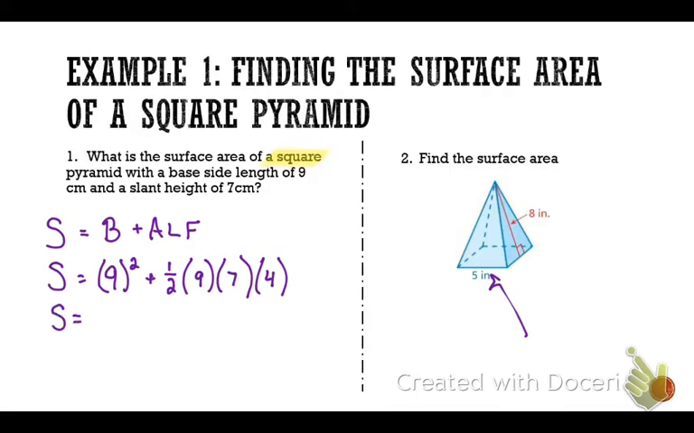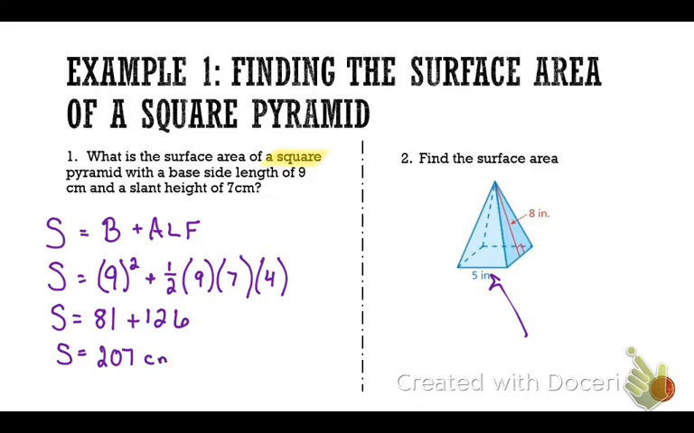Surface area equals 81 plus... Okay, now you can multiply this in any order. So I would take half of 4. What's half of 4? 2. Okay, and then I could do 2 times 63. All right, 2 times 63 is 126. All right, so 81 plus 126 is... surface area equals... what'd you guys get?